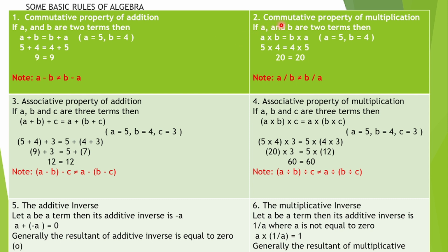Similarly, the commutative property of multiplication. If a and b are two terms, then a multiplied by b is equal to b multiplied by a, and this is called the commutative property of multiplication. So let's say a is equal to 5 and b is equal to 4. Put these values. So 5 fours are 20 and 4 fives are 20. 20 is equal to 20. So a times b is equal to b times a. Hence this commutative rule of multiplication is proved.